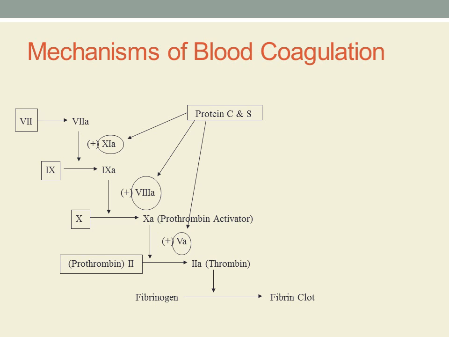So actually, by inhibiting proteins C and S, you're knocking out your body's own anticoagulation, which is important to understand because I'll explain why in an upcoming slide. But for the most part, the inhibiting of the clotting factors is balanced with the inhibiting of protein C and protein S, and the end result is an overall anticoagulant effect.